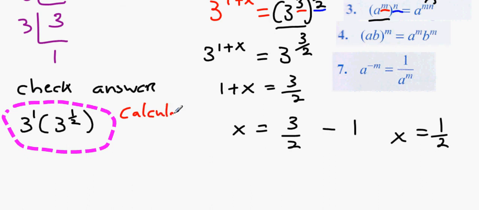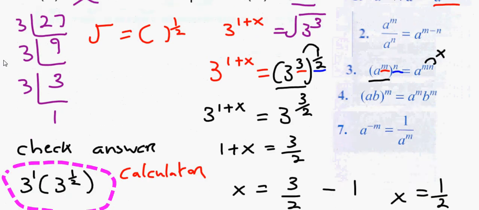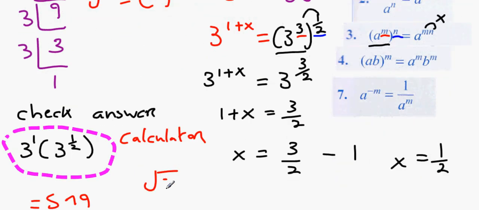Okay, so 3 to the power of a half. 3 multiplied by 3, and what we get here is 5.19. Root 9, and root 27 is also equal to 5.19. Correct. Okay, so we can check that's correct before we leave. That's the power of the calculator.